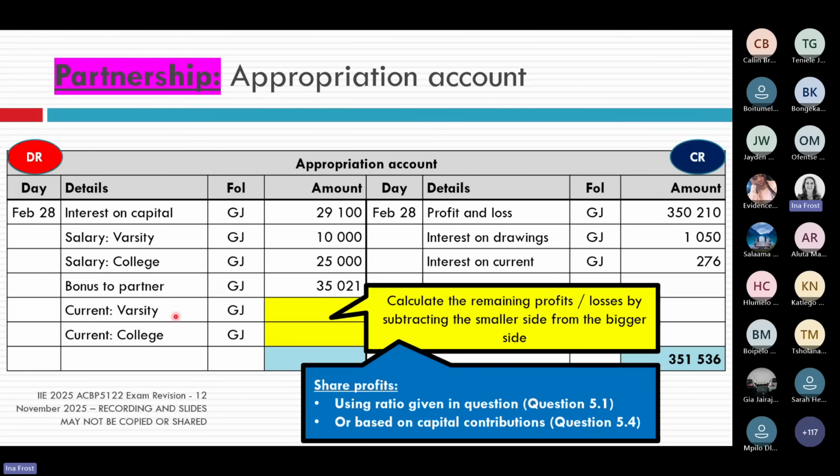And again, here you can see I'm saying current Varsity, current College. So the same as with the salaries, remember to indicate to us specifically which partner's current account you are going to allocate the amount to.